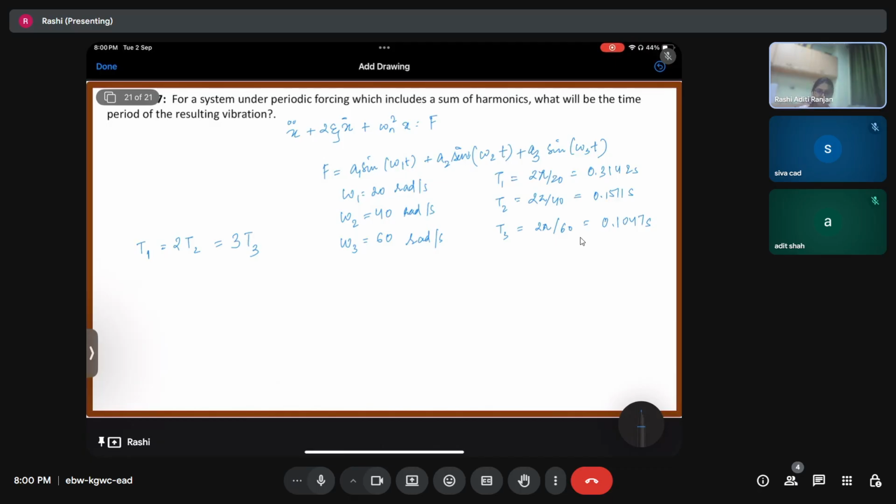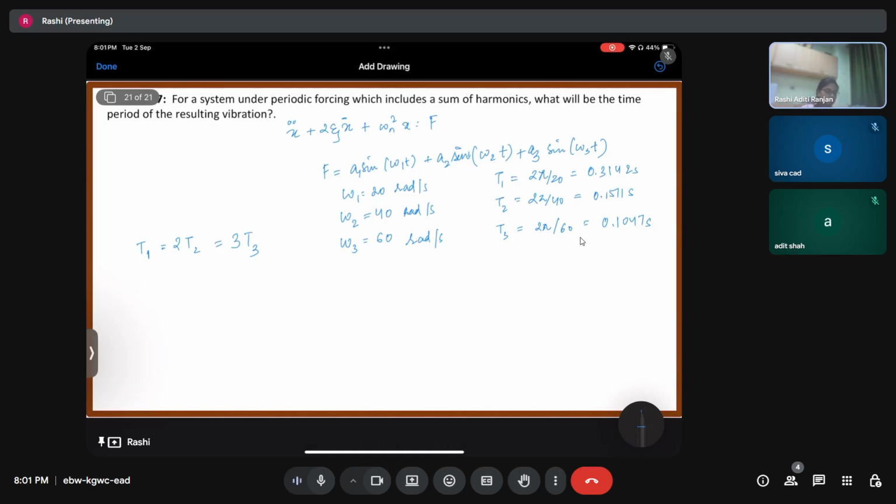So basically, T1 is going to be the time period of the response, because till T1, the first response has completed one cycle, the second has completed two cycles, and the third has completed three cycles. But combined, we need to find out the combined period now. We don't need to find out the minimum. We need to find out the maximum period. And this should be integral values, right?